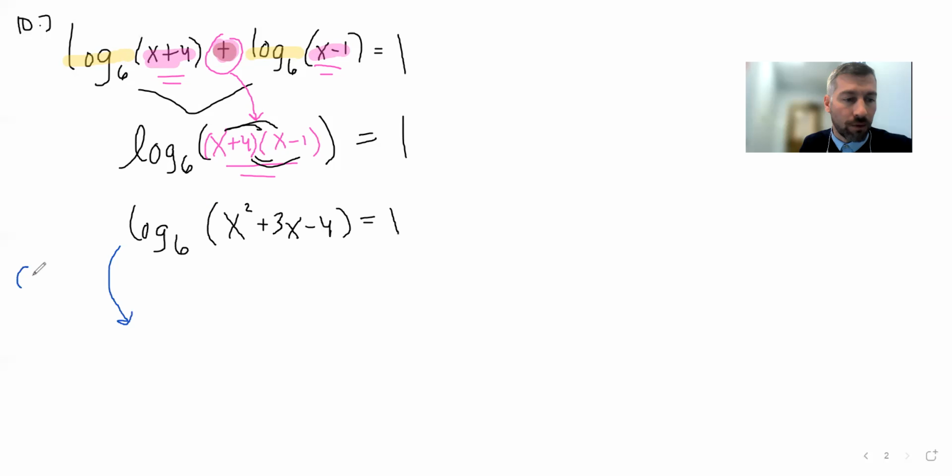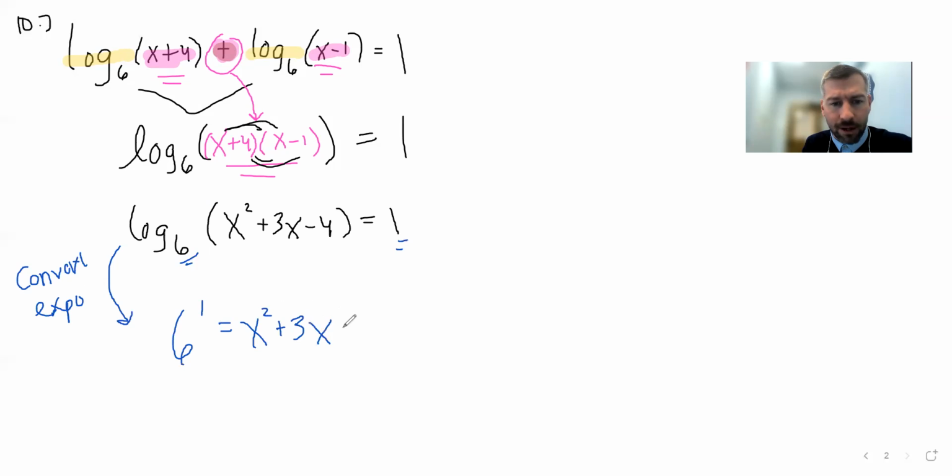When there's only one log remaining, as in this case, convert that log to exponential form to actually get rid of that log. How do I do that? Well, here's my base, 6. Here's my exponent, 1. And then we can set the argument equal to that. That's how we convert back and forth. And so now we can start solving here.